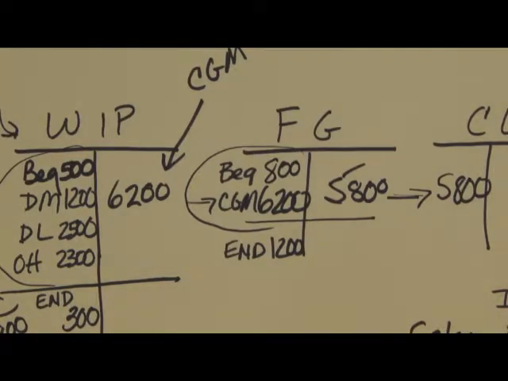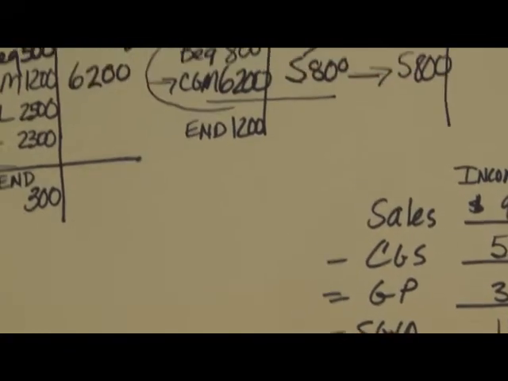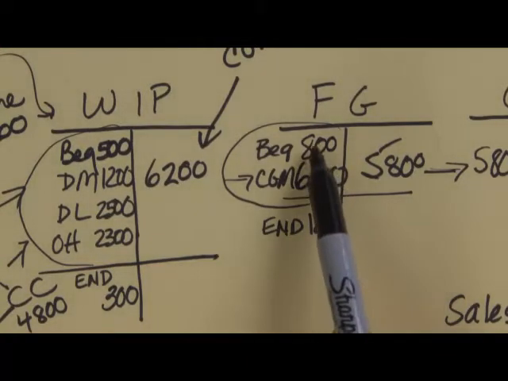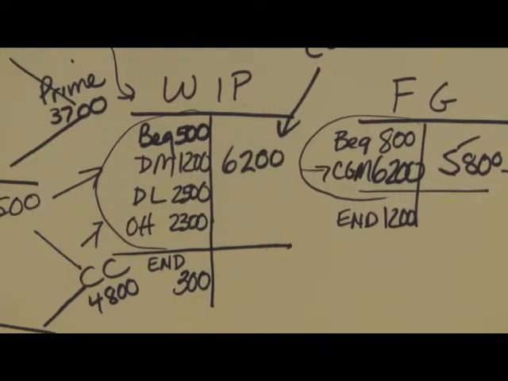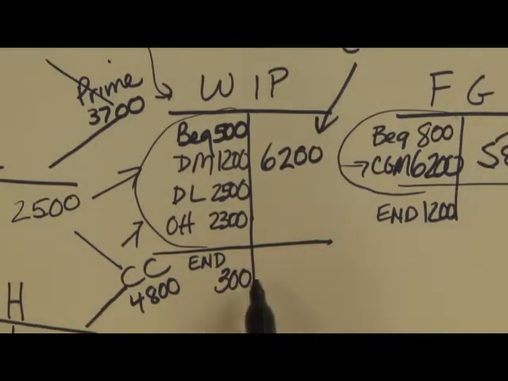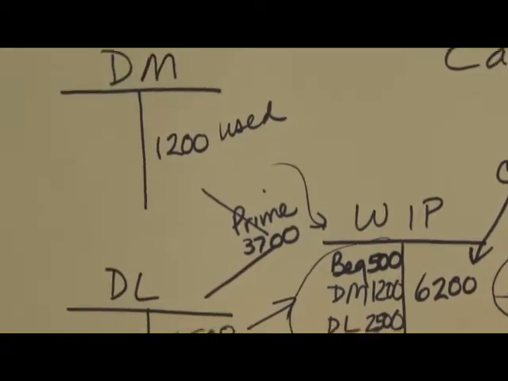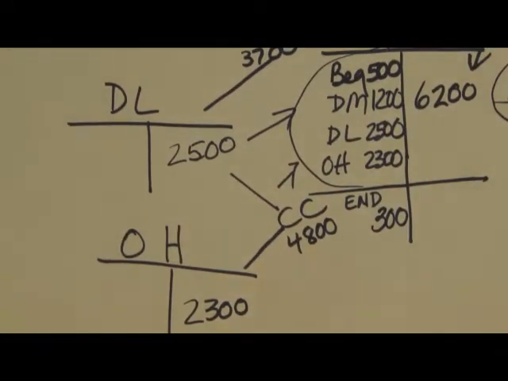So some of the blanks that we found and could complete: SG&A $1,300, cost of goods sold $5,800, beginning finished goods $800. We have found ending to be $300. This is ending work in process, and we were able to determine materials, labor, and overhead cost because we were told information about both prime and conversion cost.